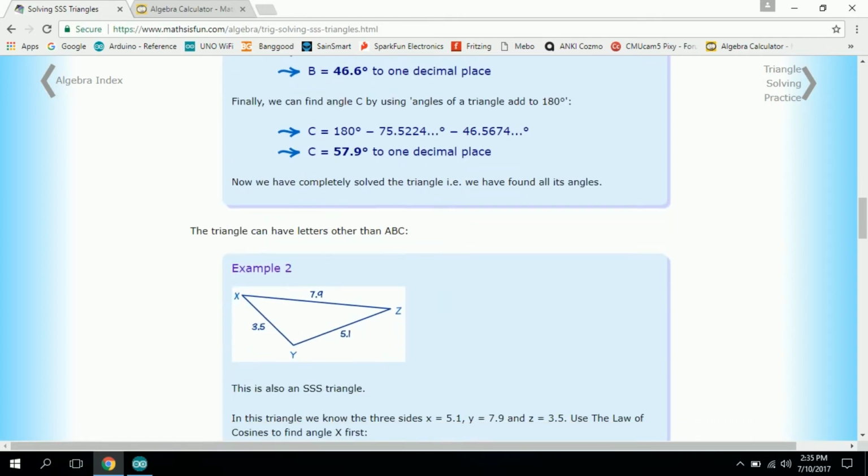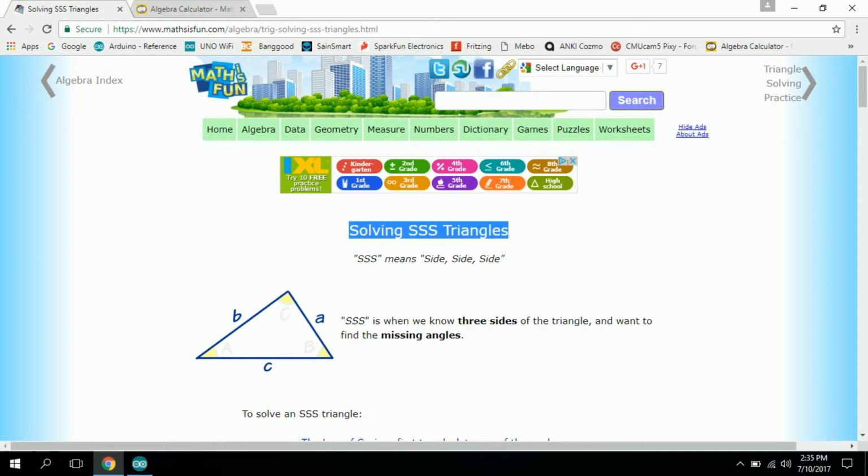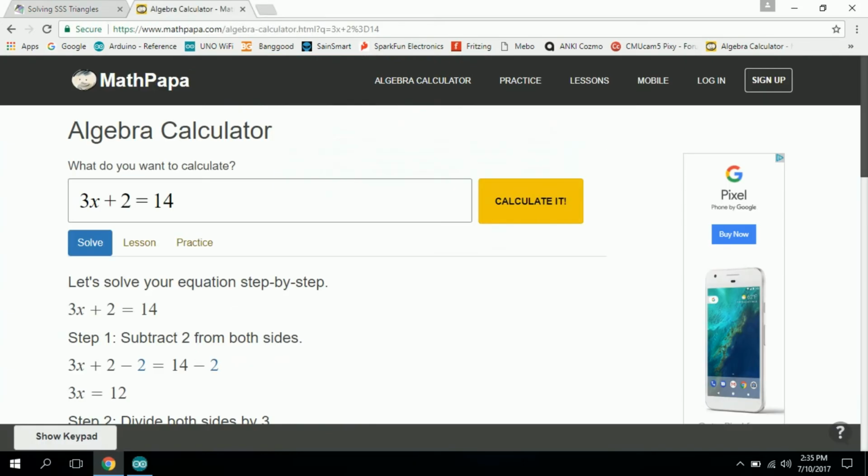And it goes on and on. So there's lots of examples in this website. I found this website to be very helpful and at least a good place to start. Another website is this one.